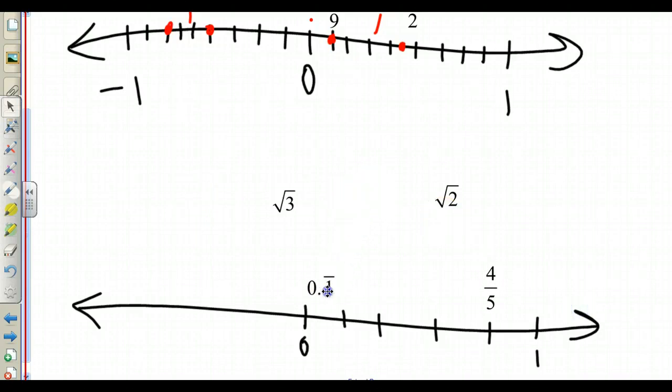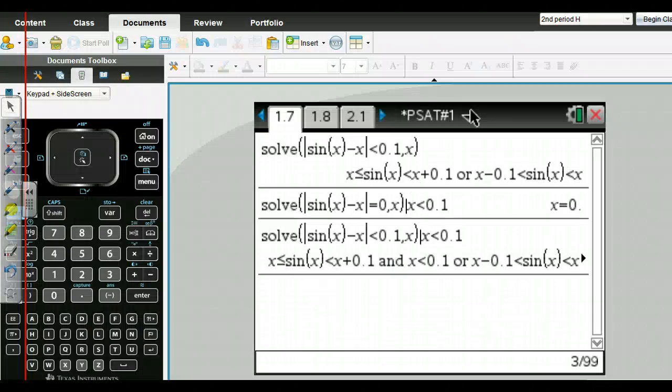0.1 is hard to put on here, it looks like, but somewhere in between, this would be 0.2, so between 0 and 0.2. Square root of 3, not sure exactly. We might need to get a calculator out to figure this out. And square root of 2 might be a good idea to get a calculator for this stuff. So I'm okay with you using a calculator.